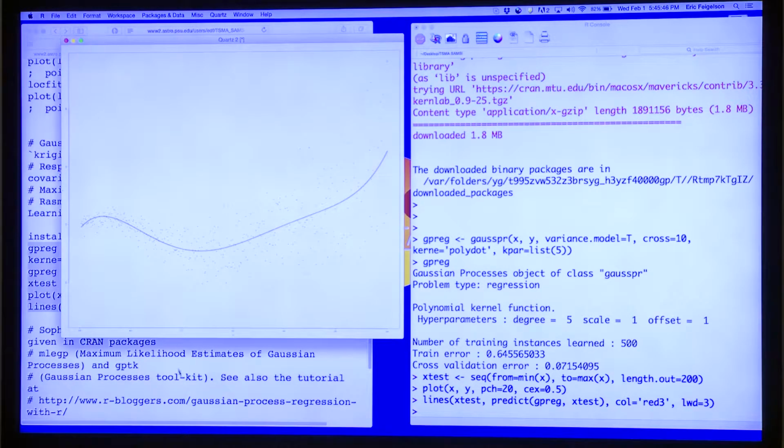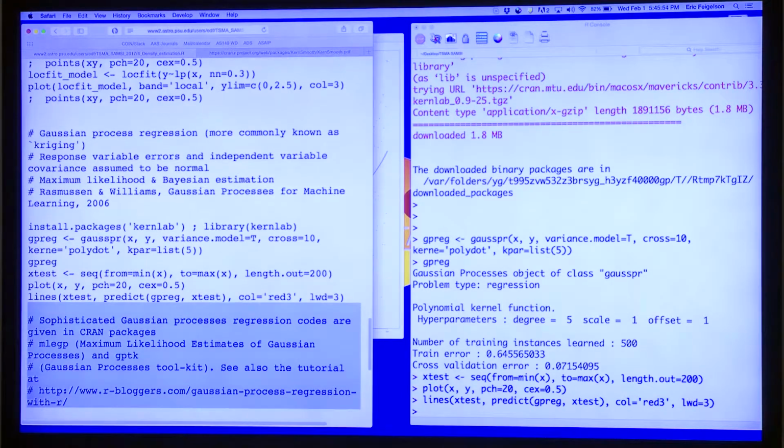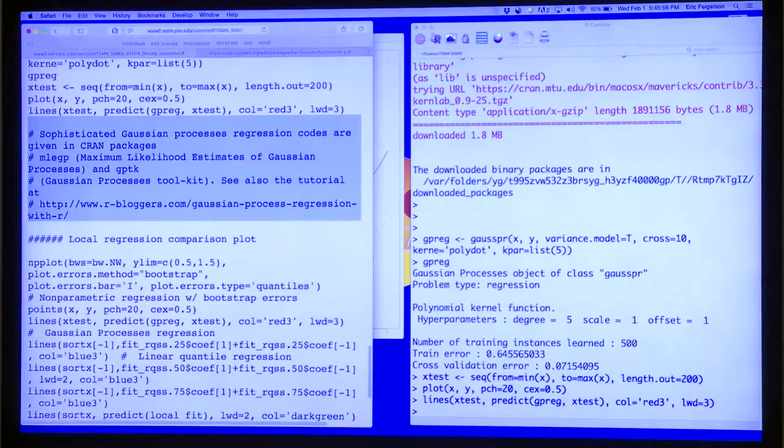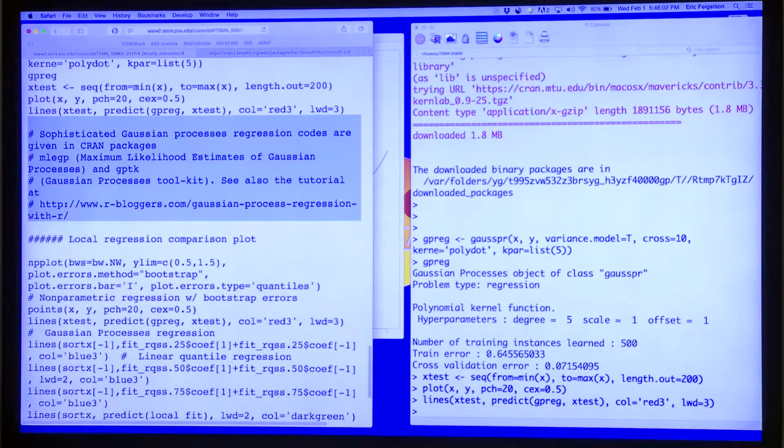And I've complained about this to someone. And someone said, yeah, R doesn't have a very good Gaussian process regression code at the moment. So here's a couple others that are out there. Maximum likelihood estimates of Gaussian processes, MLEGP, and GPTK, Gaussian Process Toolkit.